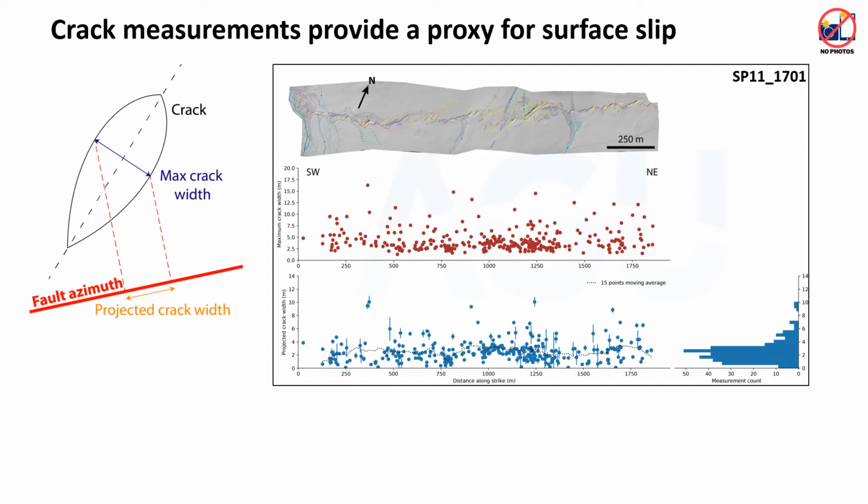Then, once we had our DEMs, I mapped the various morphological features associated with the rupture. You have here at the top an example for site SP11, the shaded DEM with the fractures drawn in color depending on their relative orientation, as well as the drainage network.